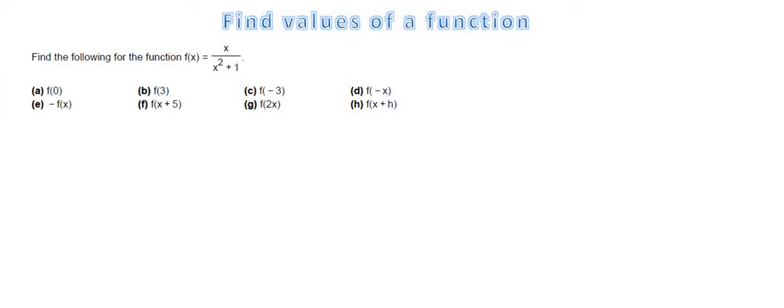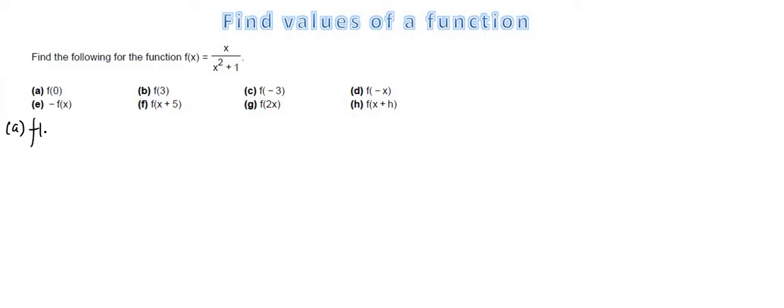Today I'm gonna talk about how to find the values of a function. Now let's take a look at this function. For this function, we have f(x) = x over x squared plus 1. Now let's take a look at the first problem, problem A.